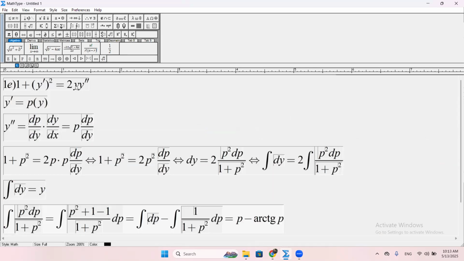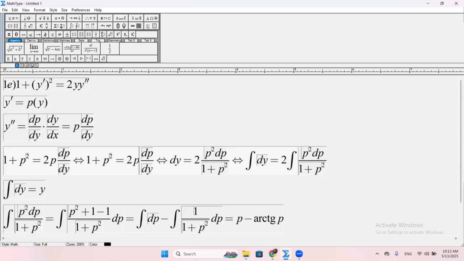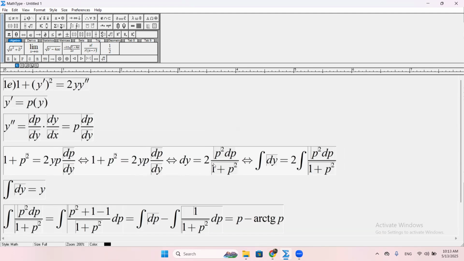I just thought that we had y prime. So this expression, yeah, it will be simplified. So 2yp here. So here dy over y, and here p in power of 2.